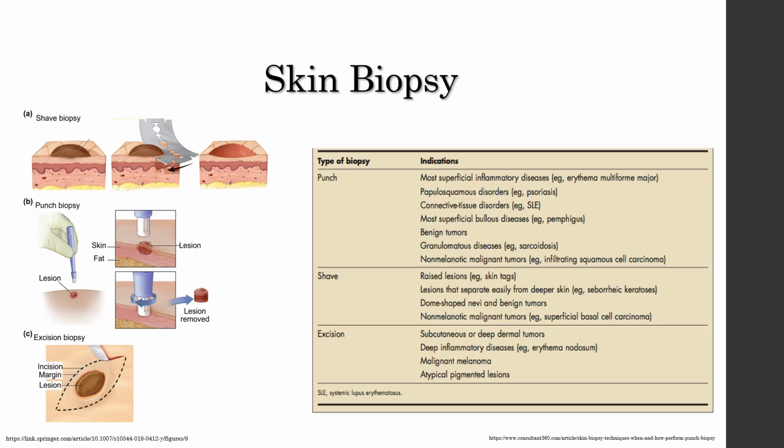Then there's punch biopsy. It provides a full thickness cylindrical sample. It's excellent for inflammatory diseases, rashes, and autoimmune processes. It's often the dermatologist's diagnostic workhorse. And then excisional biopsies. The entire lesion is removed with margins. This is the gold standard for suspected melanoma because, again, depth determines staging.